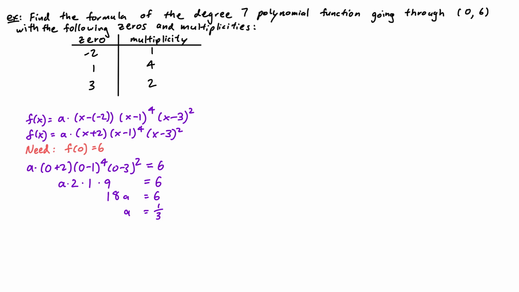So what this means is that when our vertical scale a here is 1/3, our polynomial function would be a degree 7 polynomial that goes through the point (0, 6), and it will have these zeros and multiplicities. So our function is f of x equals 1/3 times x plus 2 times x minus 1 to the 4th power times x minus 3 squared. Let's take a look at the graph to confirm our findings.